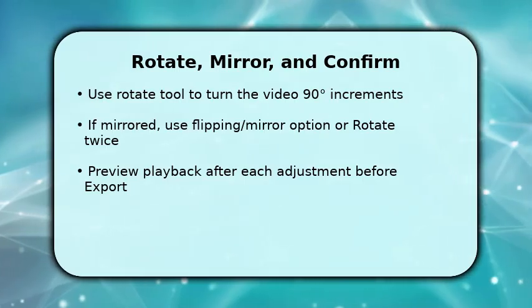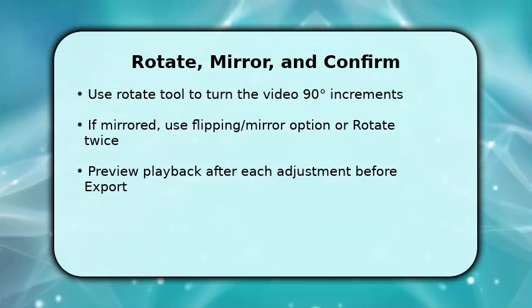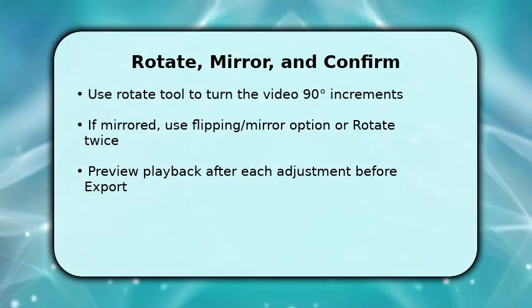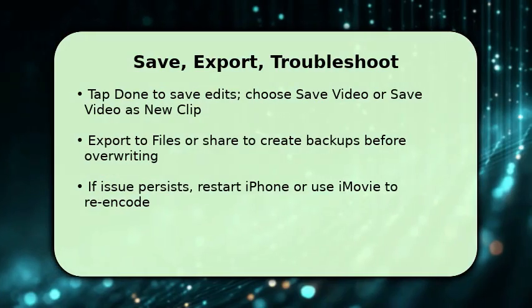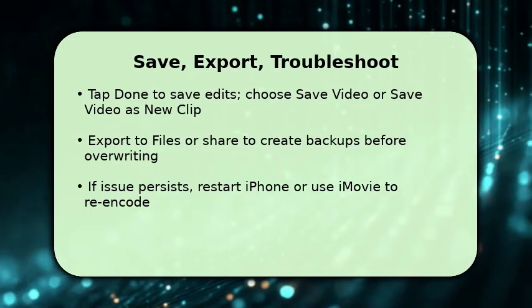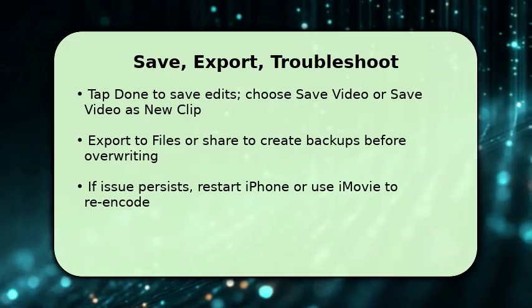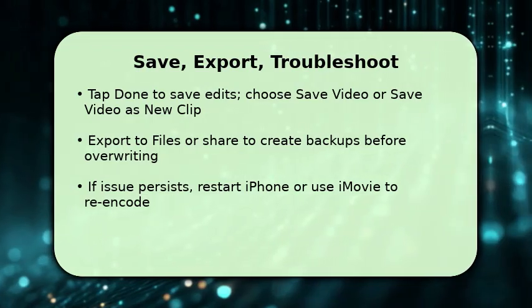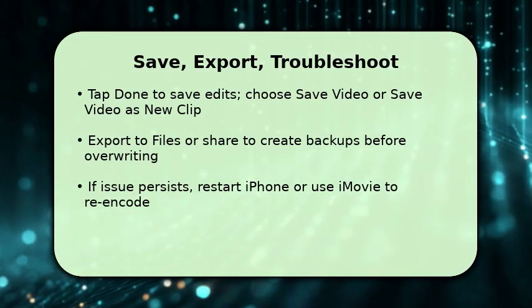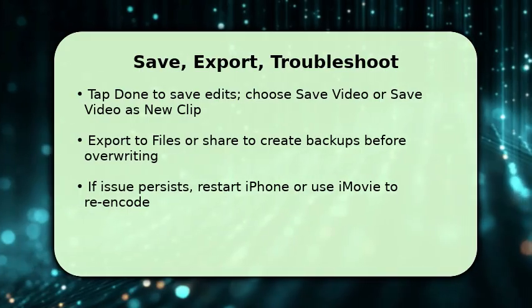You finish by tapping Done and choosing whether to save over the original or save a new file. Saving new preserves the original as backup. If you need a different format or resolution, export via Share to Files or iMovie to re-encode with proper orientation metadata. Once saved, replay the exported file to confirm orientation across apps.